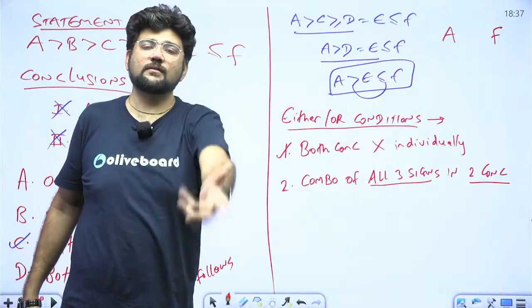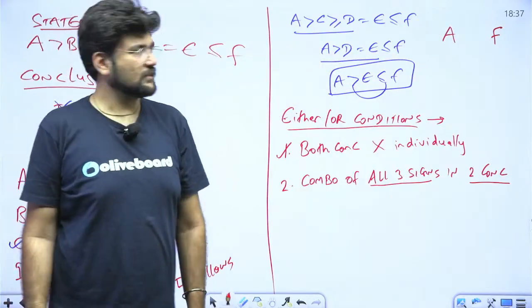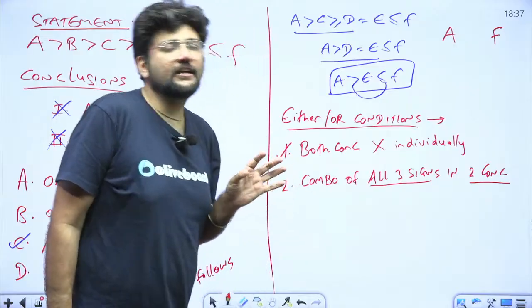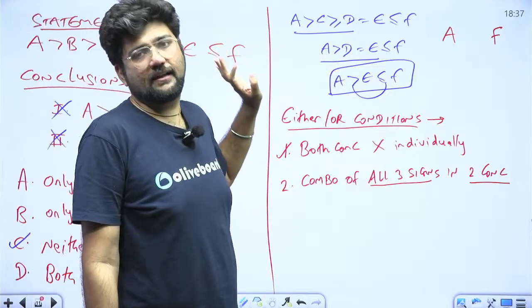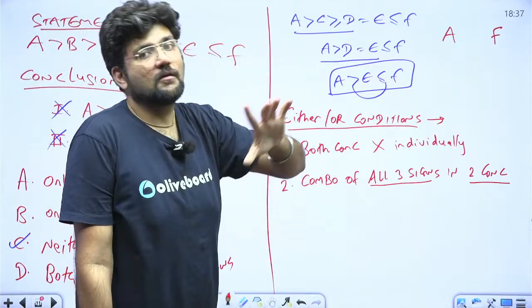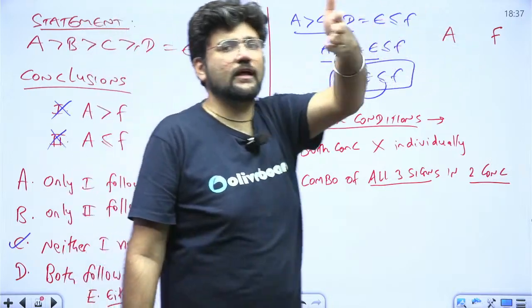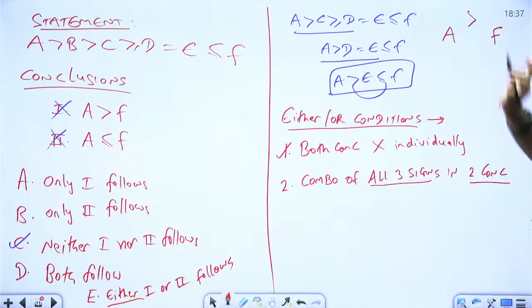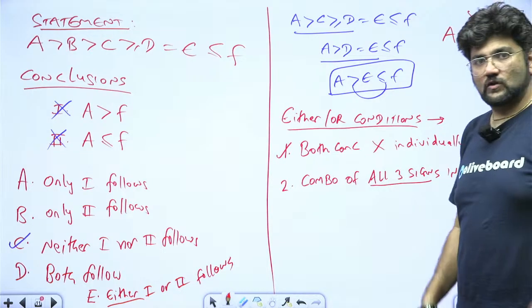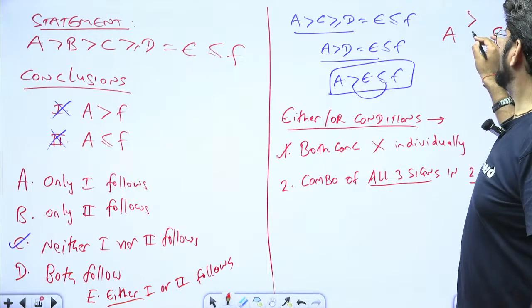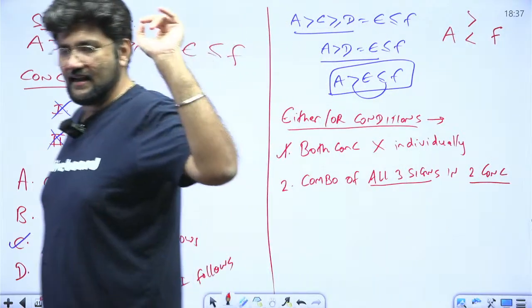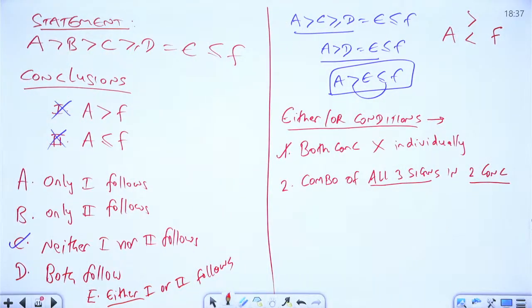So what are the possibilities? If there are 2 entities A and F given to me, and they are telling me that we don't know what is the relationship between A and F, there is some relation, but we don't know what it is. So you tell me what are the possibilities? Either A is going to be greater than F, or A is going to be less than F. Agreed? Anything else? Can I say anything else?